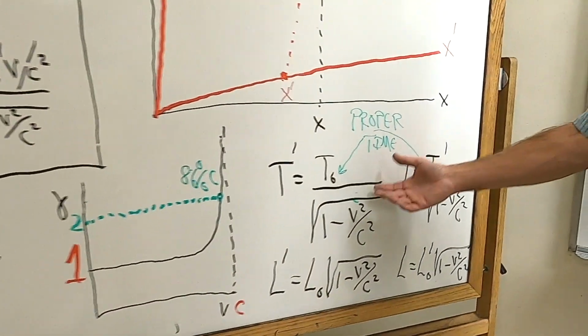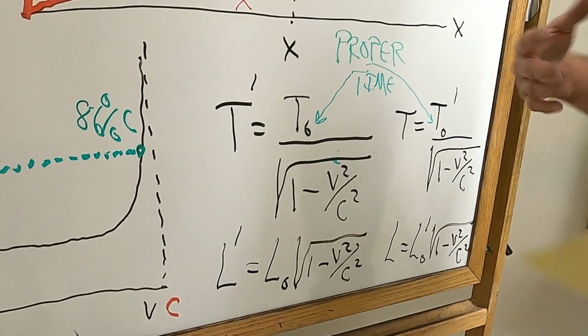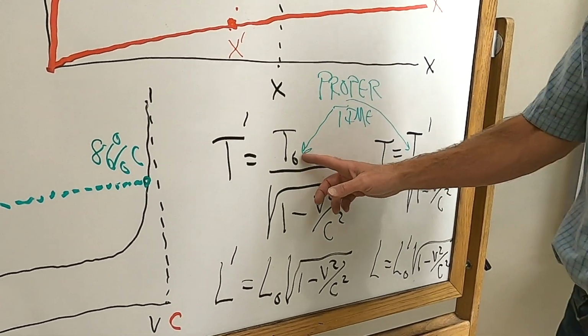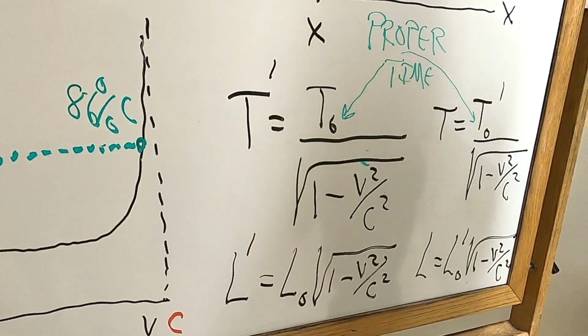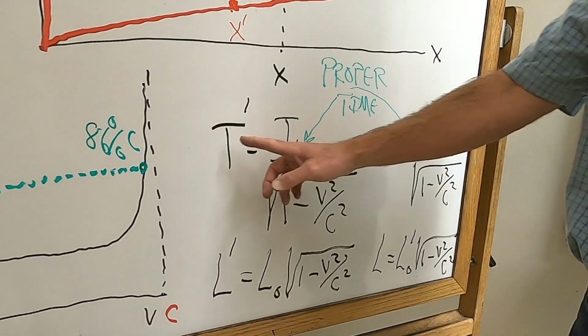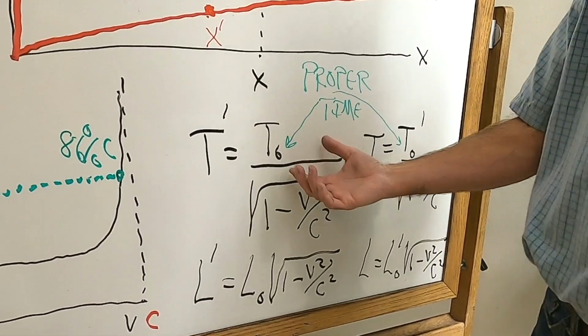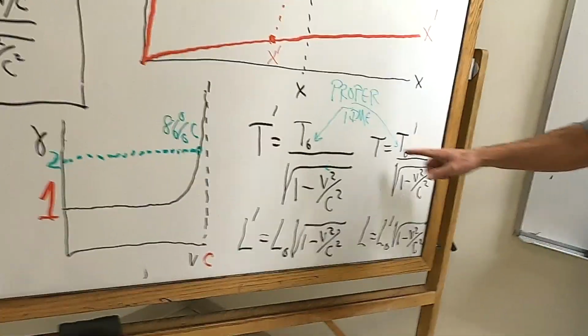And then, remember, proper time is when you measure both events at the same location, right here. The person who isn't on the proper time always gets a larger time, which means he's going to see the other clock running slow. Right? It works both ways. It's symmetric.